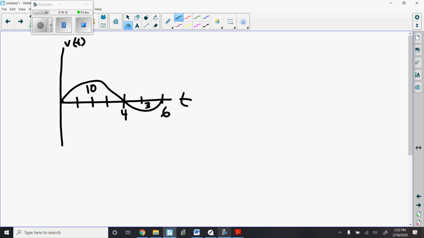At t equals 0, my position x is, let's say, negative 6. So we start out with a negative position. I'm at the position negative 6. And I want to know a couple of things. What is my position at time t equals 4? What is x of 4?